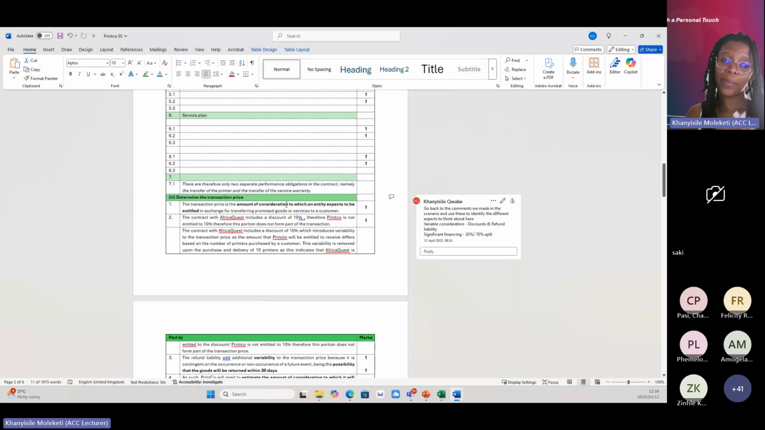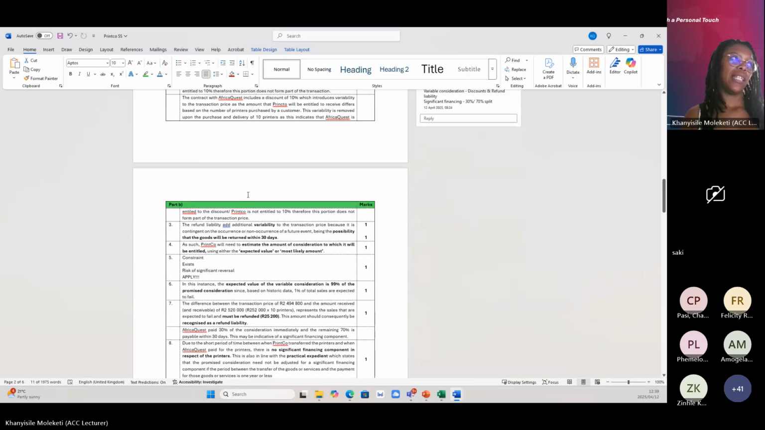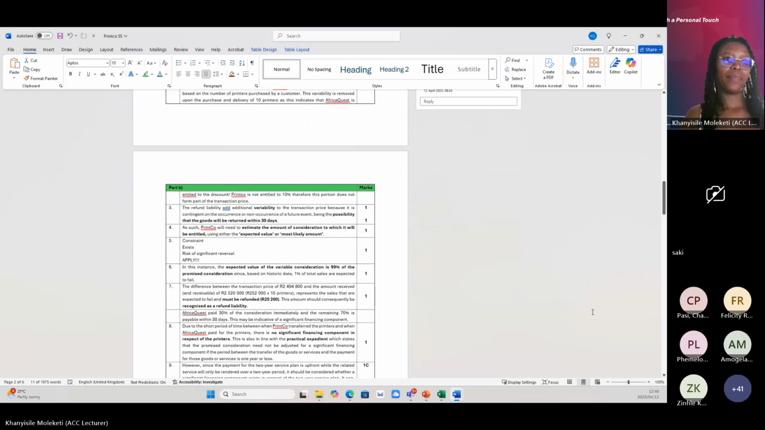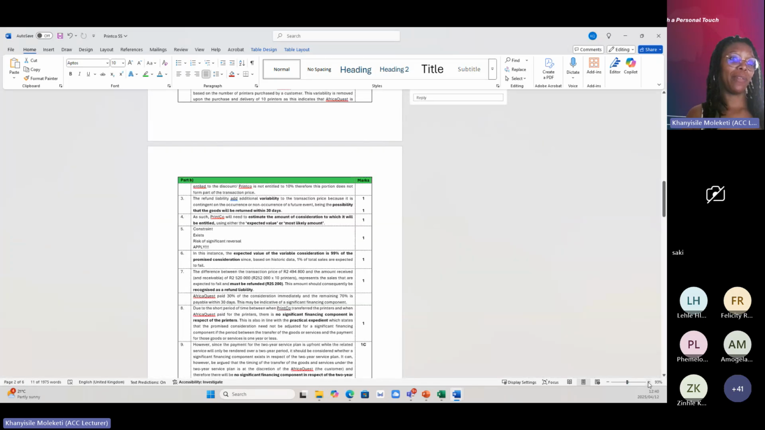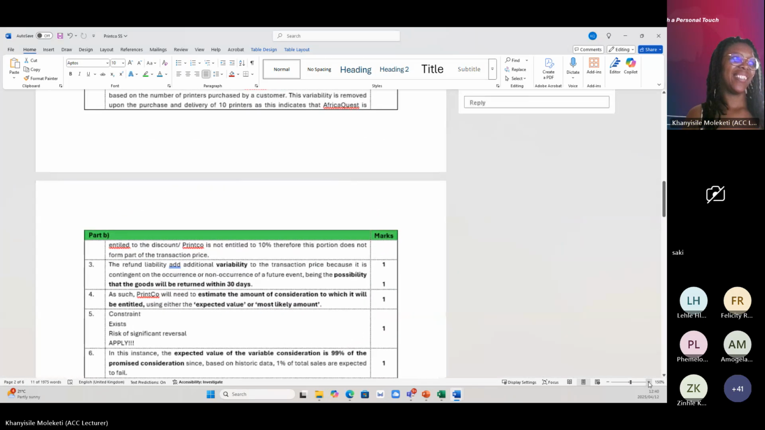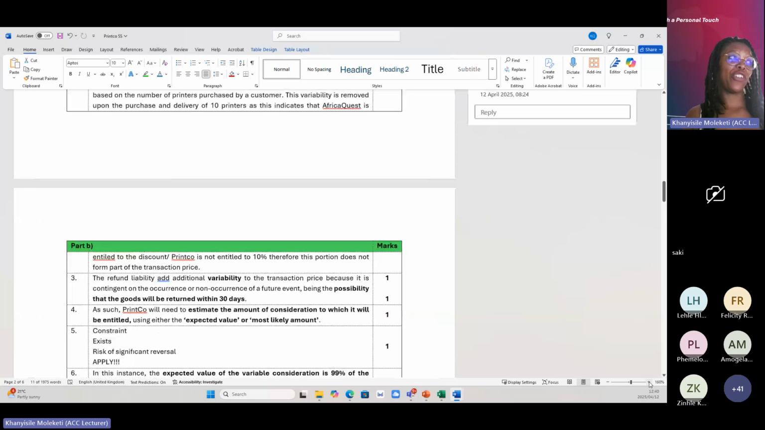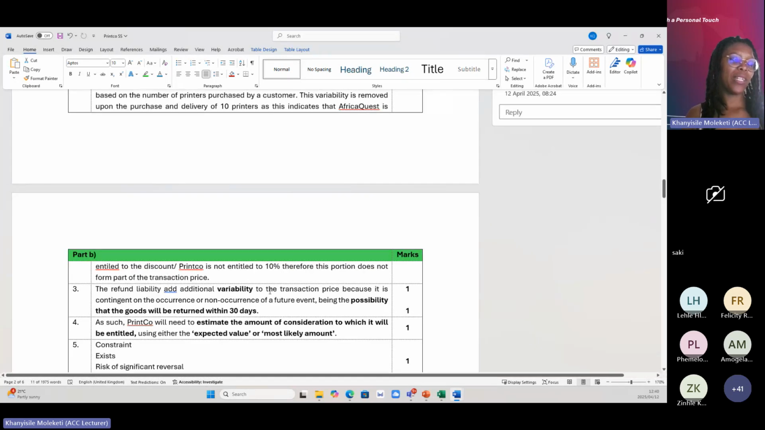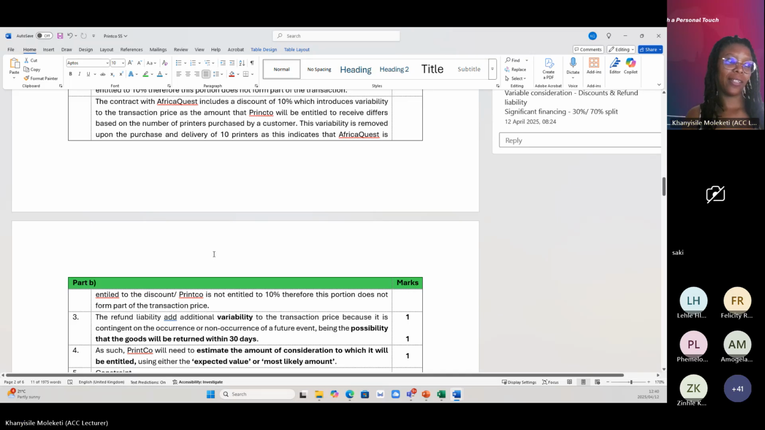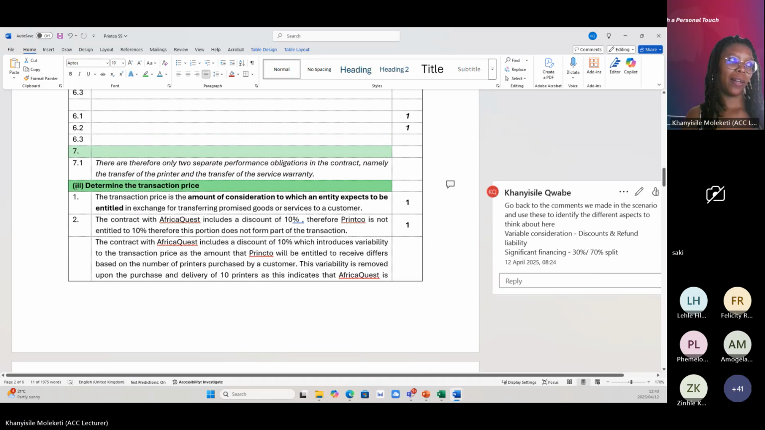Then step 3, transaction price. Hello, can you zoom in your screen? Okay. Sorry, let me try to find a middle ground. Don't try to read the words, you're going to come back to the words or the detail. Is that fine? Can we see? Yes. Perfect.